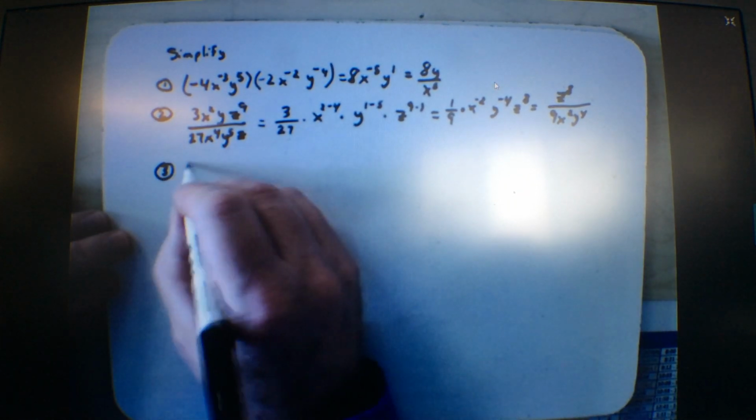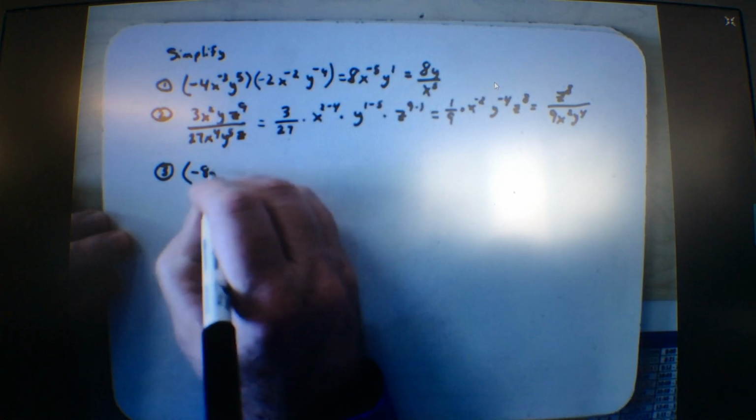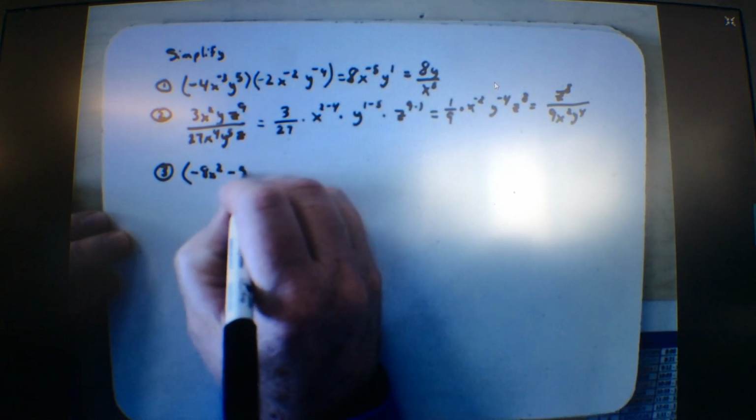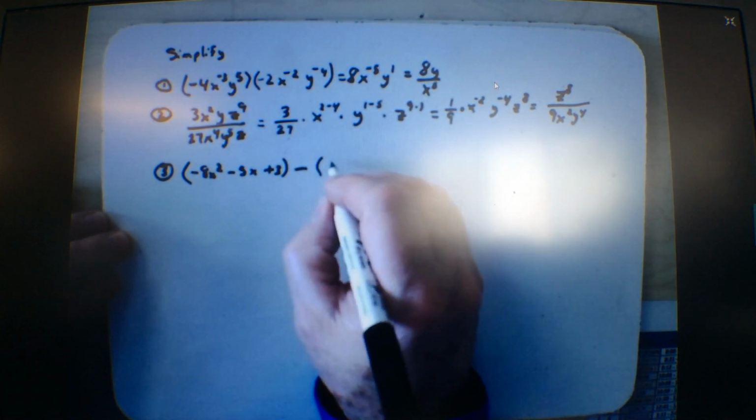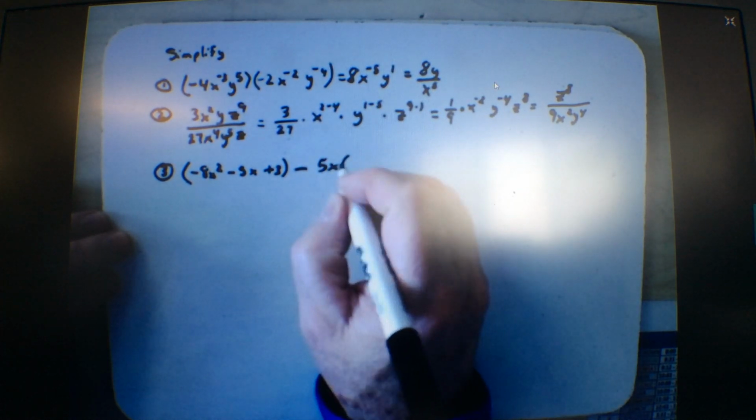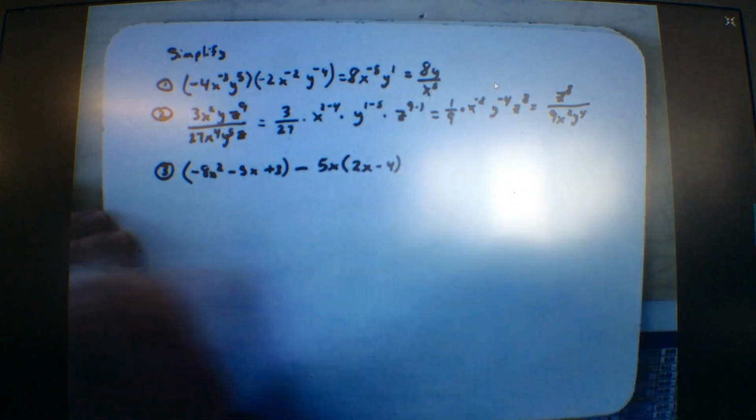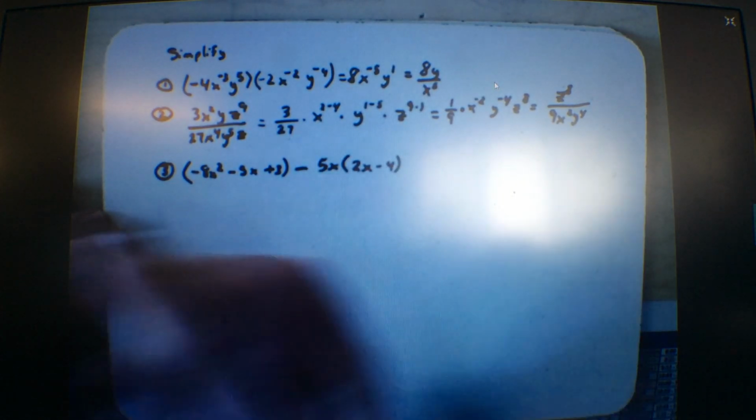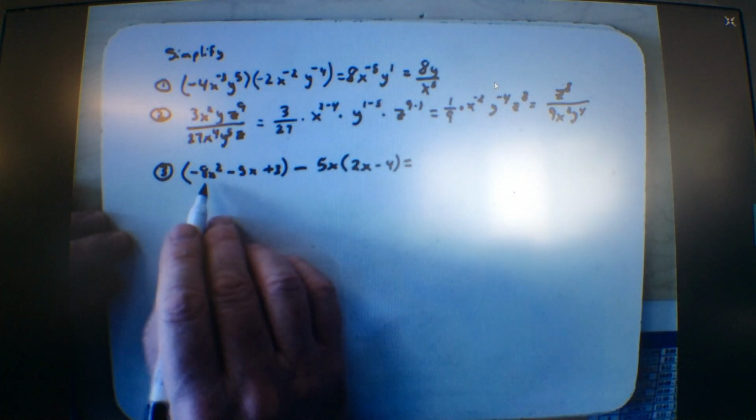All right, so let's say that I have negative 8x squared minus 5x plus 3, subtract 5x times the parentheses 2x minus 4, okay? Now, I'm going to change all subtraction to addition.